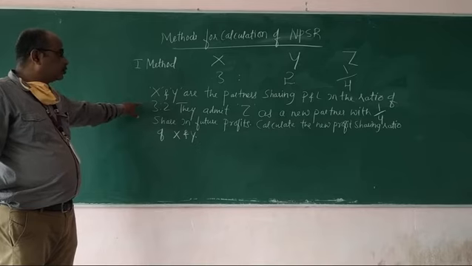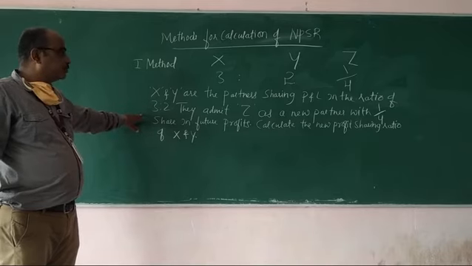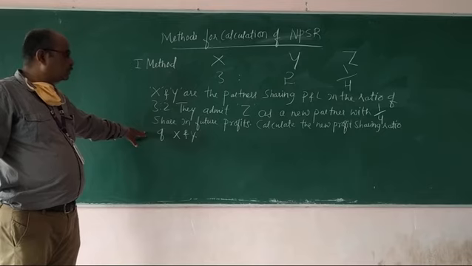So if you read the question properly, X and Y are partners sharing profits and losses in the ratio of 3:2. They admit Z as the new partner with 1/4 share in the future profit. Calculate the new profit sharing ratio of X and Y.